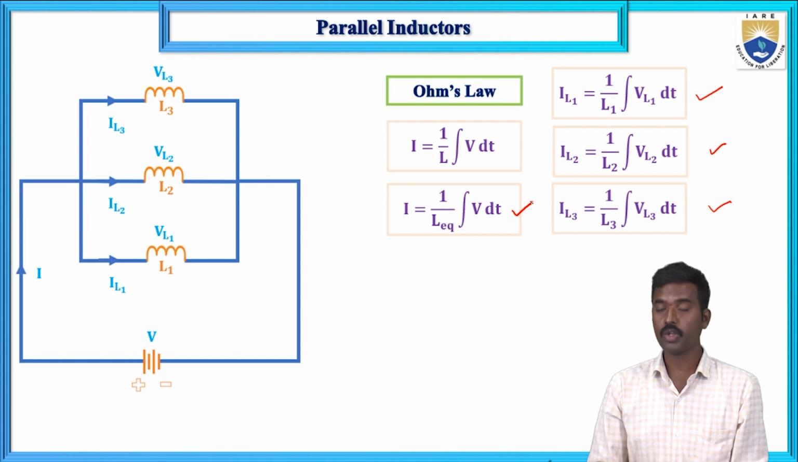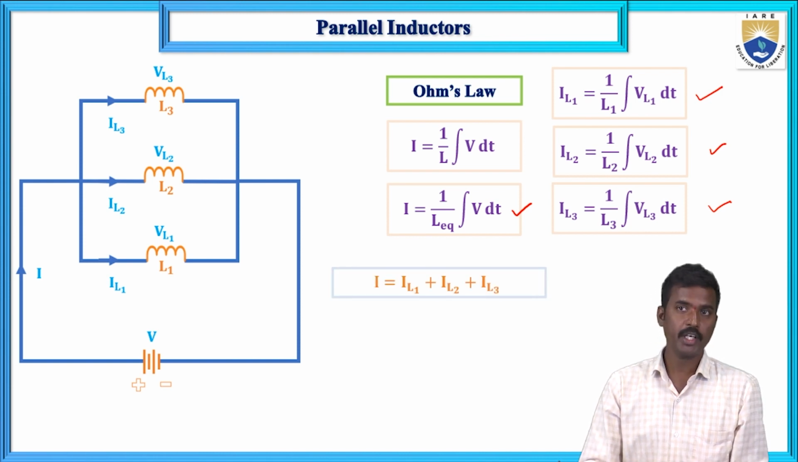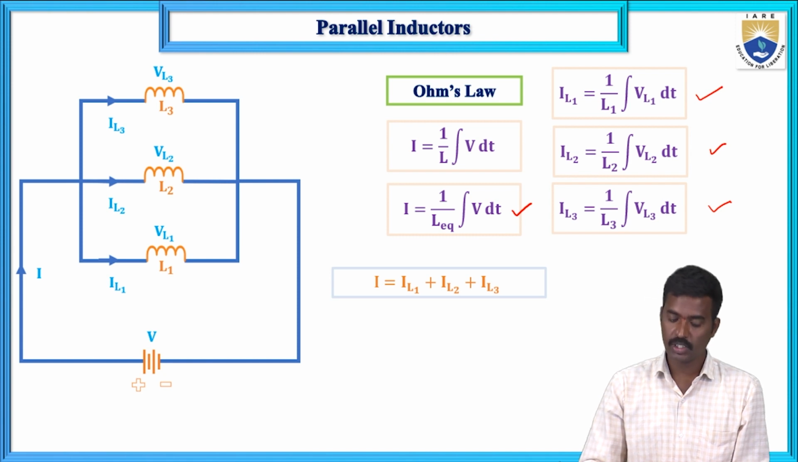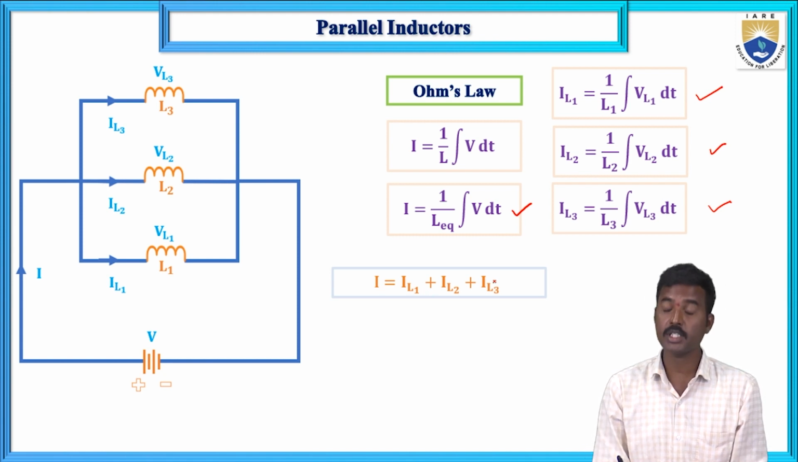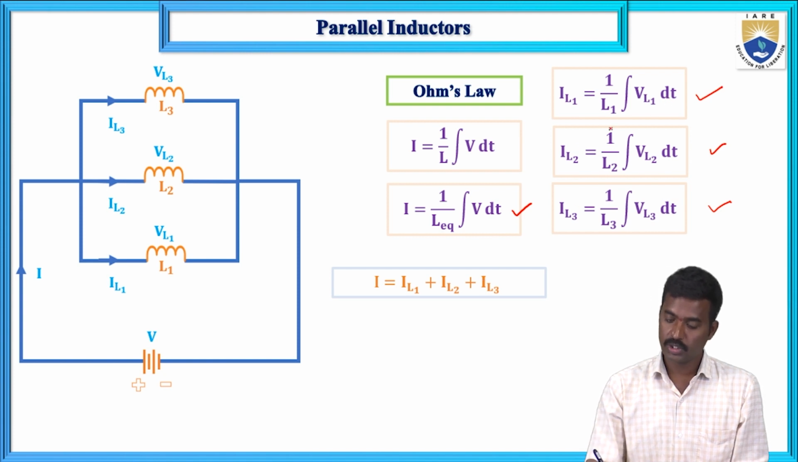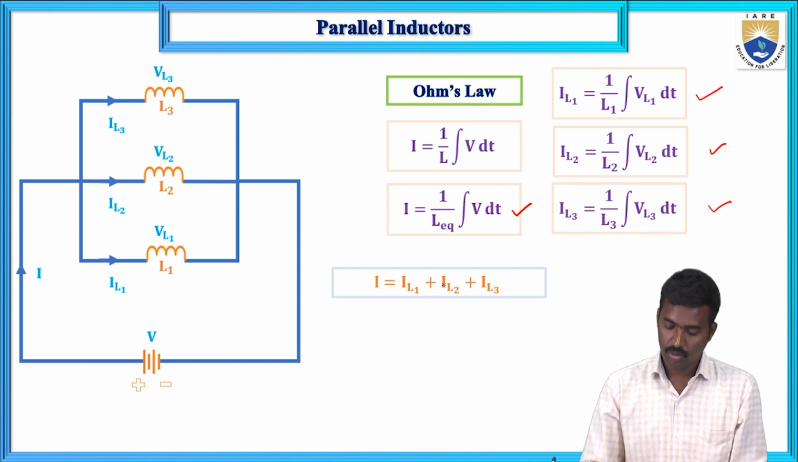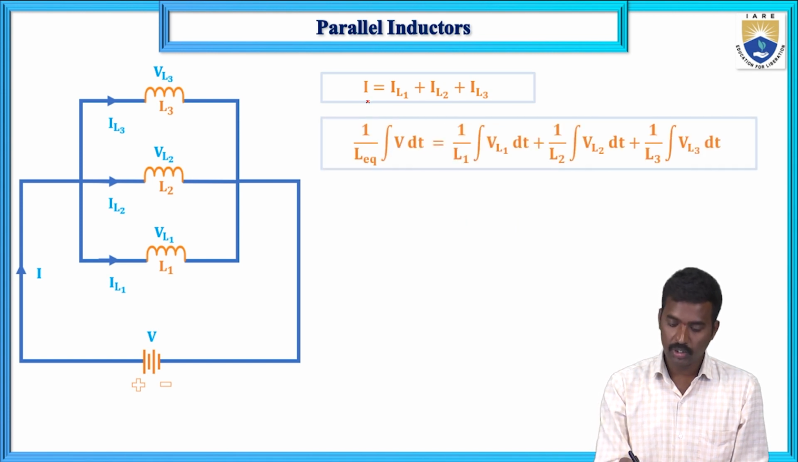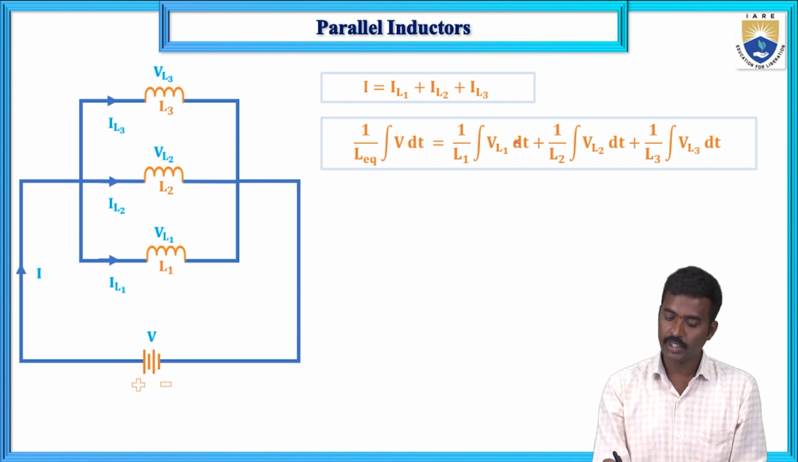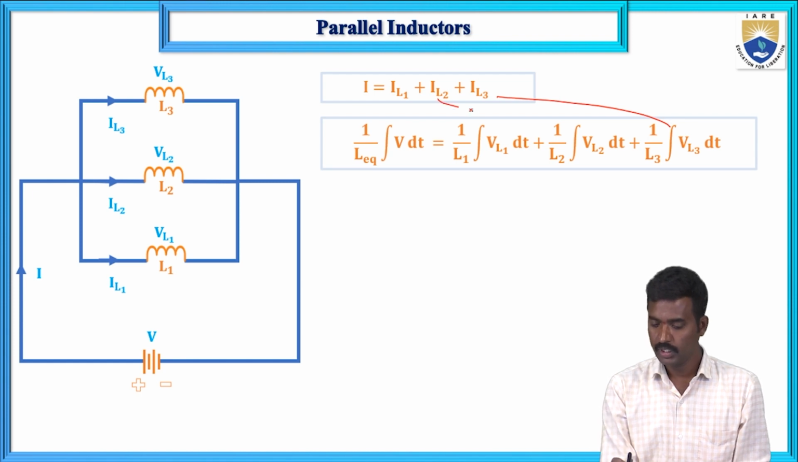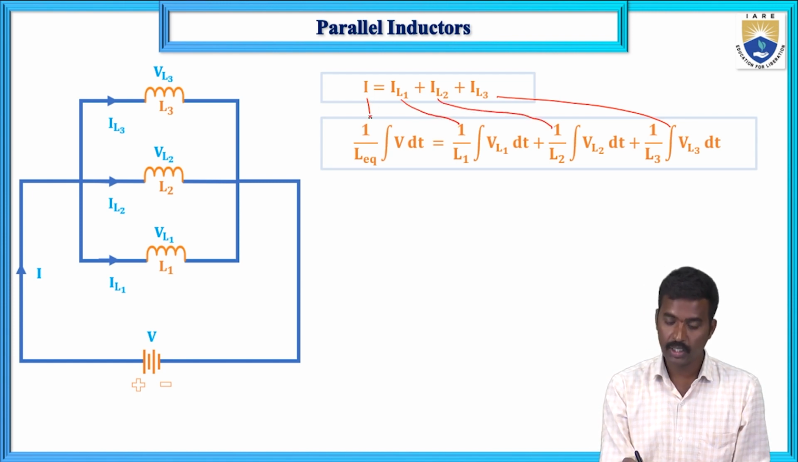Now parallel connection, second property: supply current equals sum of the individual currents, that is I equals IL1 plus IL2 plus IL3. You can substitute these four formulas in this. So I equals 1 by L equivalent integral of V dt. IL1 is 1 by L1 integral of VL1 dt. IL2 is 1 by L2 integral of VL2 dt, and IL3 is 1 by L3 integral of VL3 dt.